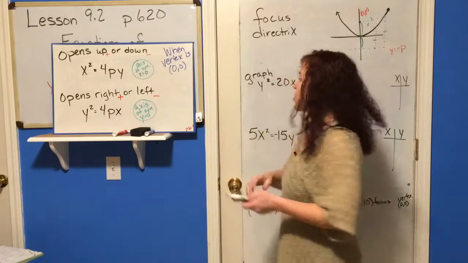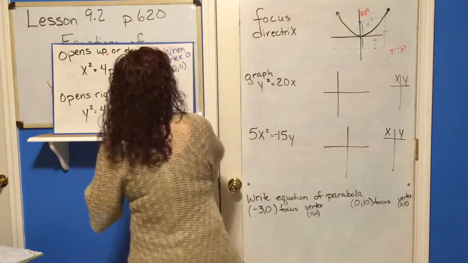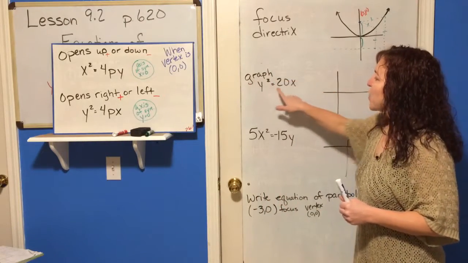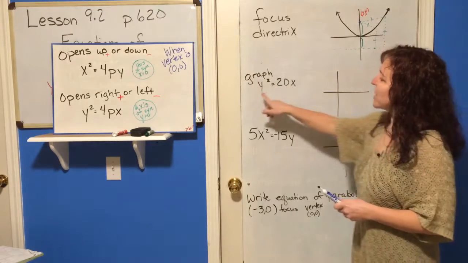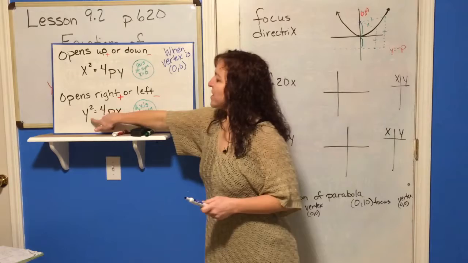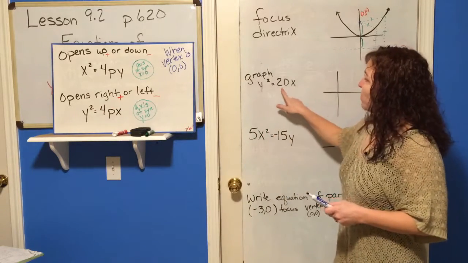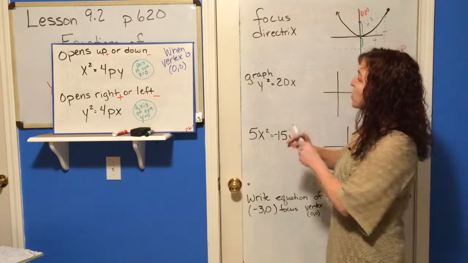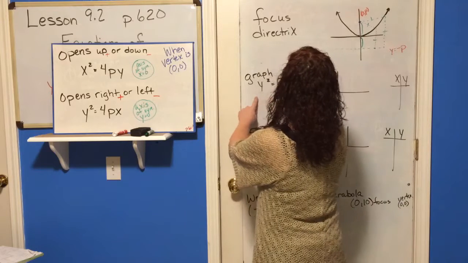Let's do some so that you can see what I'm doing. All right, here's what we're going to do. Graph y squared equals 20x. You can look at this equation and see that y squared says it's going to open either to the right or to the left. Because the value in front of the x is positive, we know it's going to open right. So we can just put here, opens right.